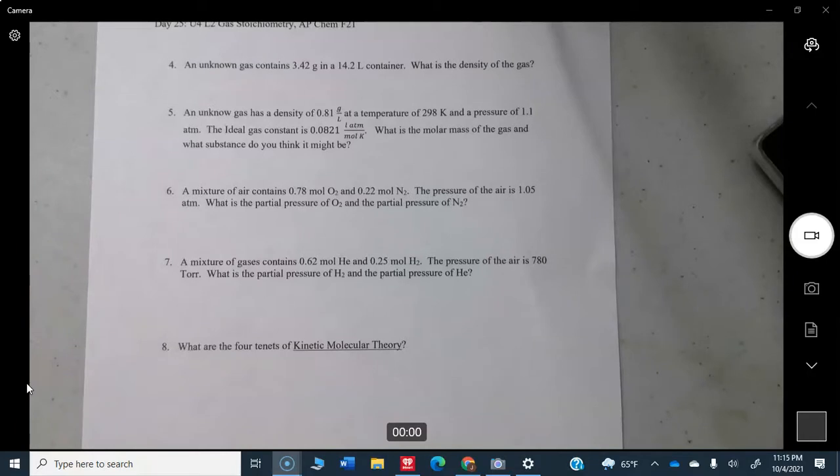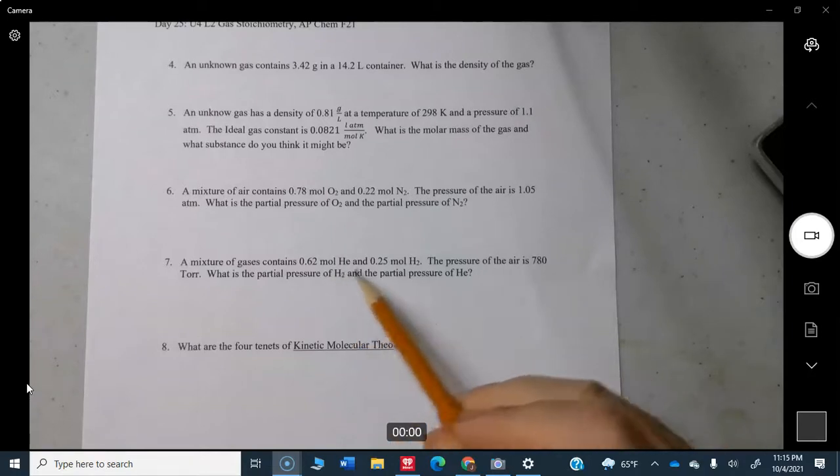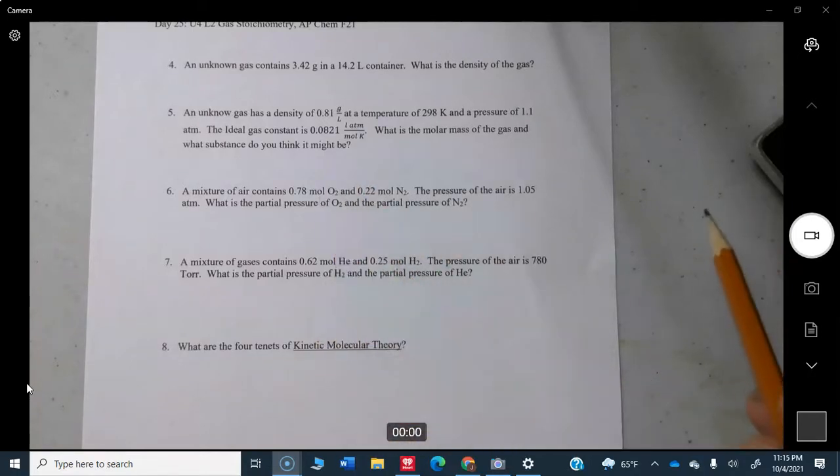A mixture of air contains 0.78 moles of O2 and 0.22 moles of N2. That's actually backwards. It's really about 0.78 moles of N2 and 0.22 moles of O2, or 0.22 by percent. However, that doesn't matter. It's a problem. We're interested in how the numbers work. So don't change that. That's okay for it to say it that way. The pressure of the air is 1.05 atmospheres. What is the partial pressure of O2 and partial pressure of N2?